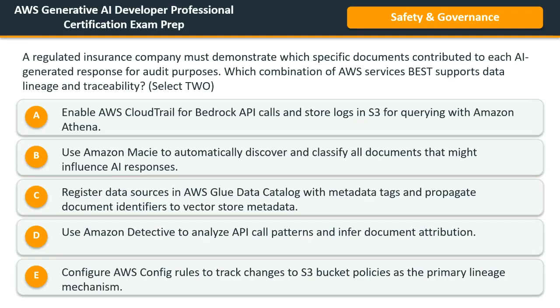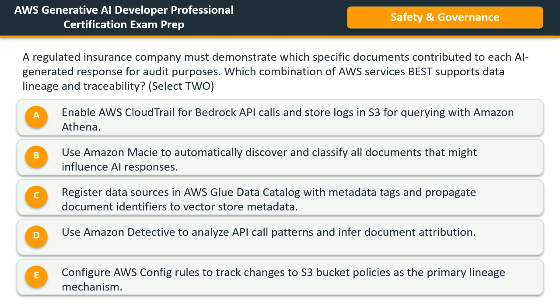When we see audit, lineage, or traceability, think in layers. You need API level auditing and data level attribution. CloudTrail handles the API side. It tells you who called Bedrock, when they called it, and with what permissions. Glue Data Catalog handles the data side. It lets you tag documents and propagate identifiers into your vector store so responses can be traced back to source documents. Together, these two give you end-to-end lineage. That's why the correct answers are A and C.